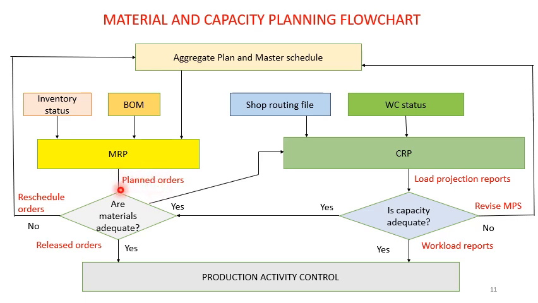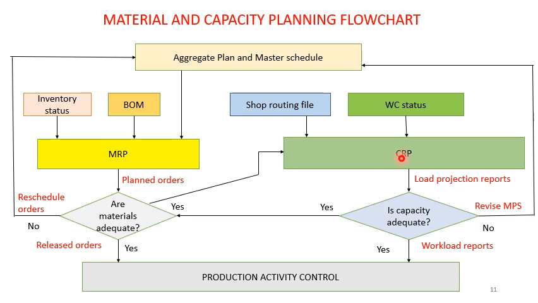Now the planned order will have to be analyzed again. Are the materials adequate here? If the materials are adequate, because the planned orders have been generated, then they will be sent to the CRP, the capacity requirement planning phase, where they will be analyzed.